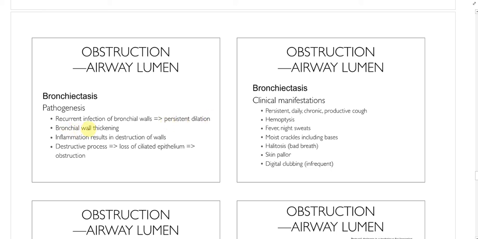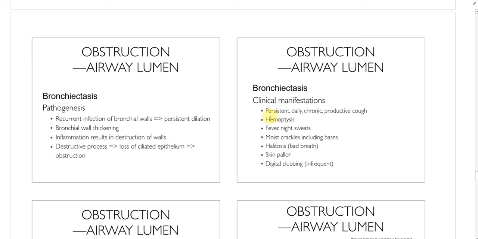We also have then bronchial wall thickening. So there's dilation of the walls, but then there's also thickening and an increase in mucus production. The inflammation itself results in the destruction of the walls, and that destructive process leads to a loss of ciliated epithelium, and that ciliated epithelium is what's required for the mucus escalator to work, to get all that junk out of the lungs.